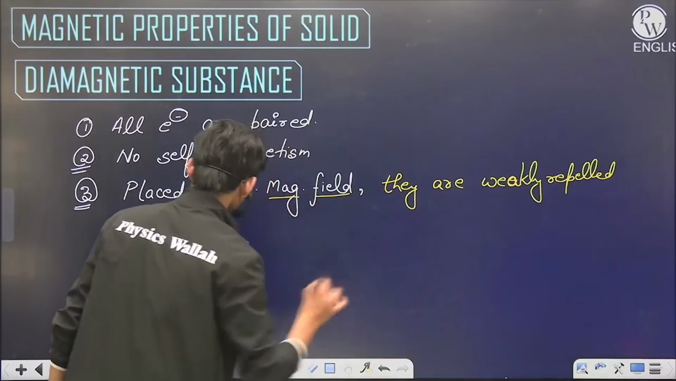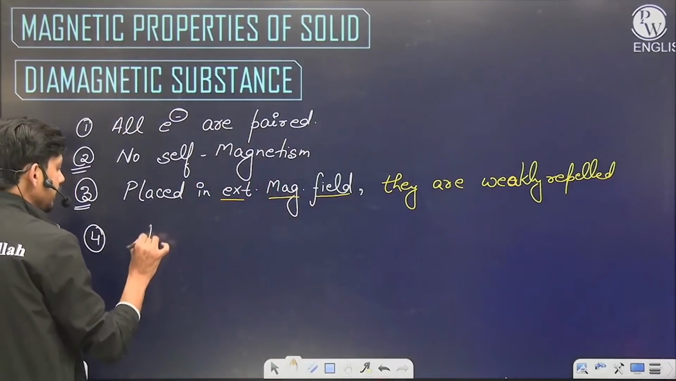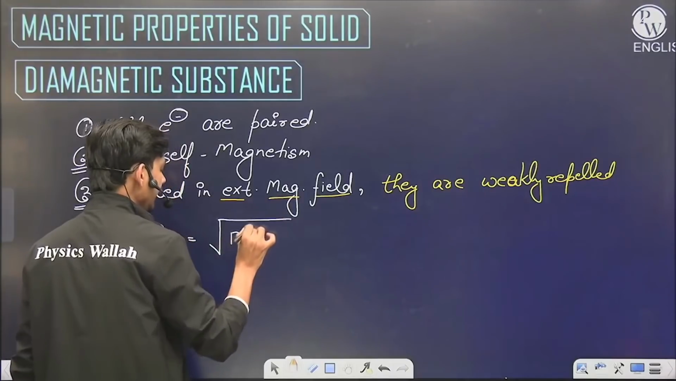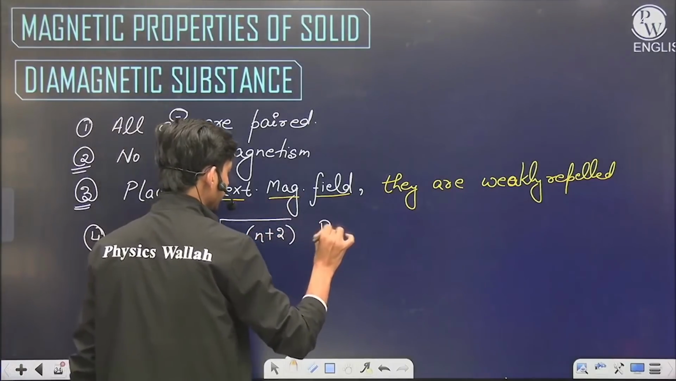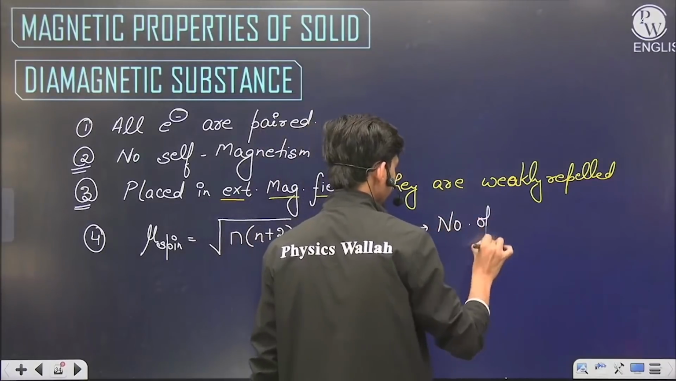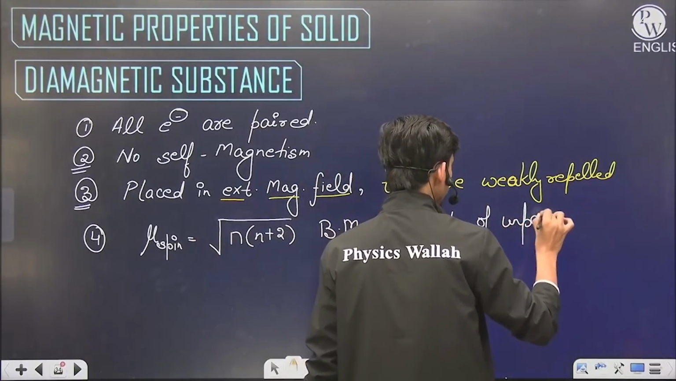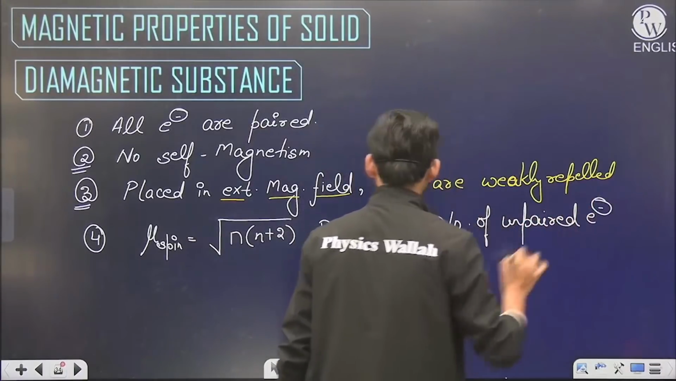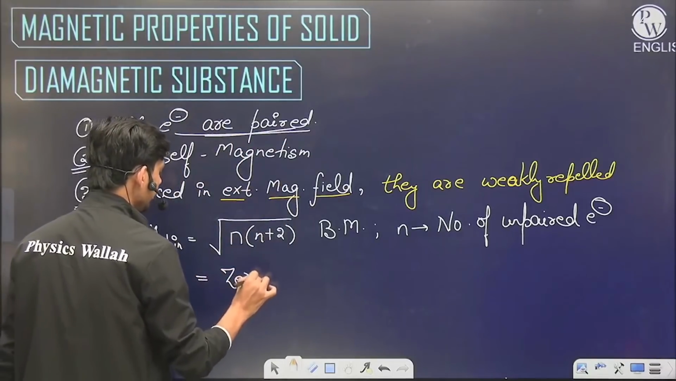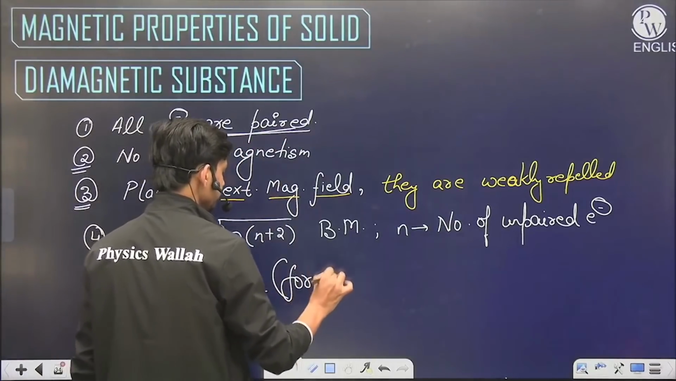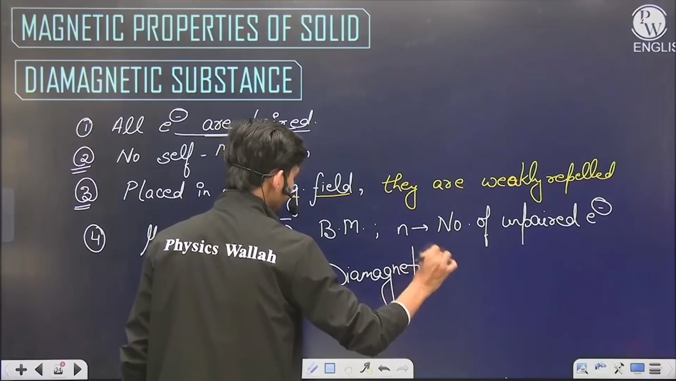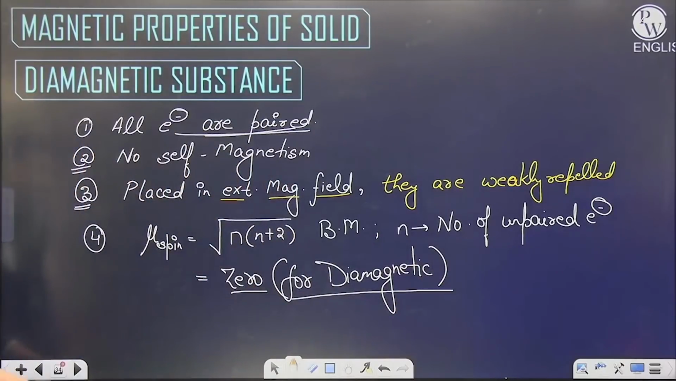And also, we can calculate the spin only magnetic moment, which is under root n into n plus 2 Bohr magneton, where n is the number of unpaired electrons, and the number of unpaired electrons is 0 in diamagnetic substances. So this will be 0 for diamagnetic substances like nitrogen gas, CO2 gas, and some other molecules.